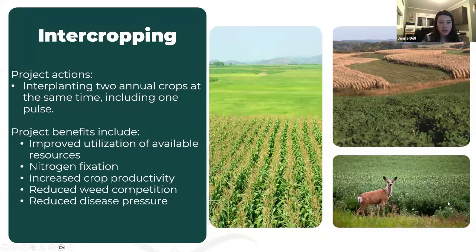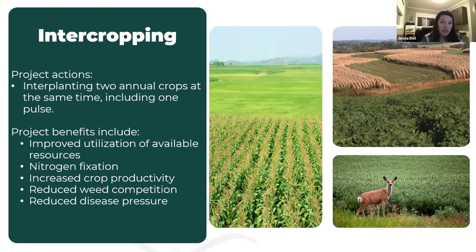The next one here is intercropping. This would be planting two annual crops at the same time, which is the minimum requirement for it. And one of them has to be a pulse crop. So canola and peas is really common, and lentils could be an option for a legume. Around my area, faba beans are quite common, soybeans, chickpeas.